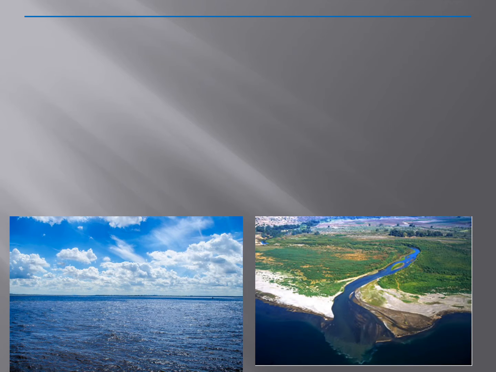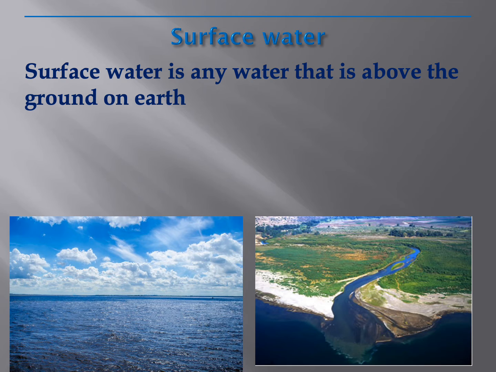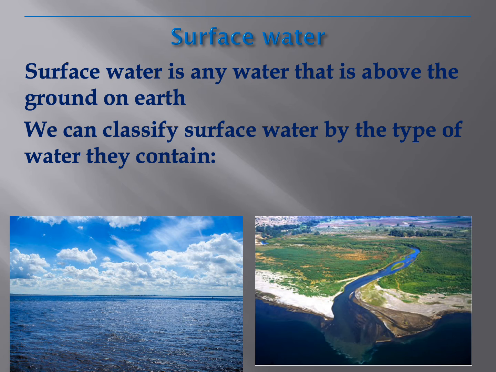Surface water. What do we mean by surface water? Surface water is any water that is above the ground on Earth, and this means that there is also water below the Earth, which is the underground water. And we'll come to this later. So how can we classify surface water? We can classify surface water by the type of water it contains, and mainly it contains salty water in the seas and the oceans, and we have the fresh water. We can find it in the lakes, the ponds, the rivers, the glaciers.